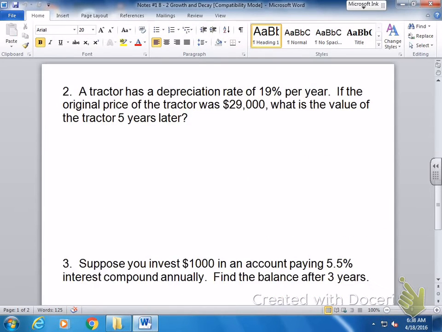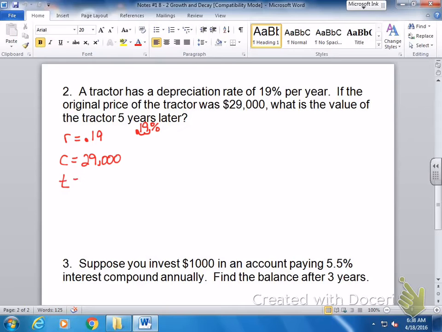A tractor has a depreciation rate of 19% per year. If the original price of a tractor was $29,000, what's the value of the tractor 5 years later? So this one's actually pretty clear in what it's asking for and what it's giving. It wants to know how much the tractor is worth after 5 years. And, you know, when you get older, you should know when you own a car, things like that, they lose value every year. Well, this tractor has a rate of 19% per year depreciation. Remember, that's 19%, but we need to move the decimal 2 places, so we're going to use the rate 0.19. Then we need to find our C, which is our initial value, our starting value. Well, we bought the tractor for $29,000.